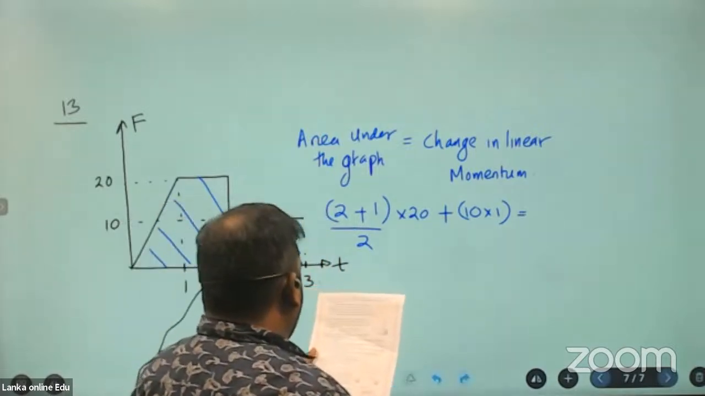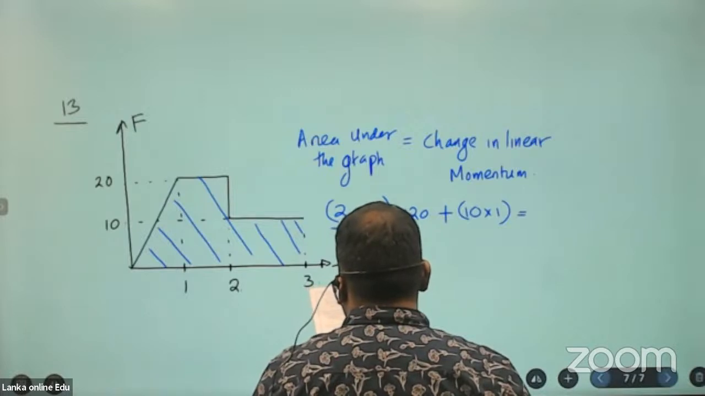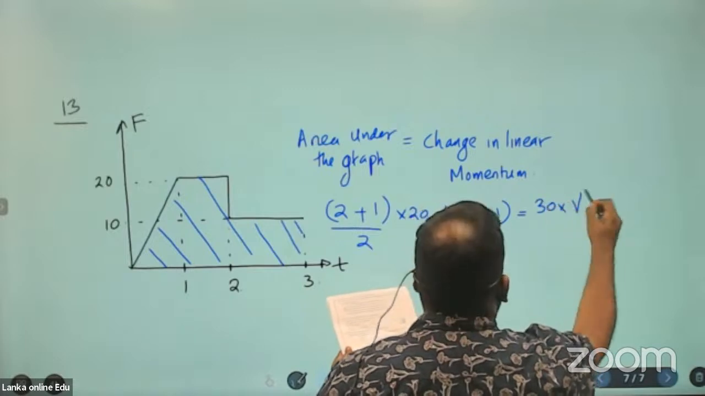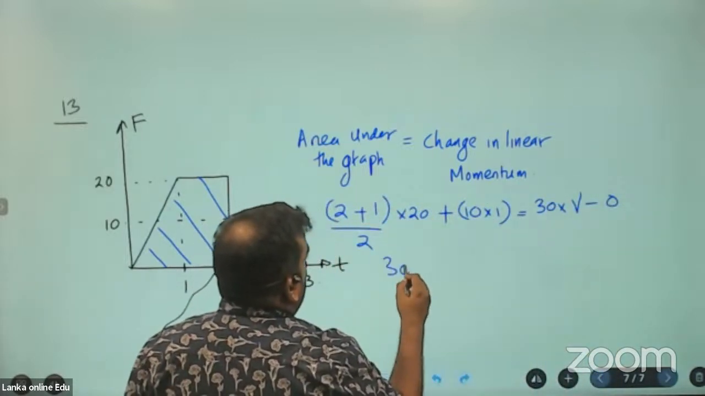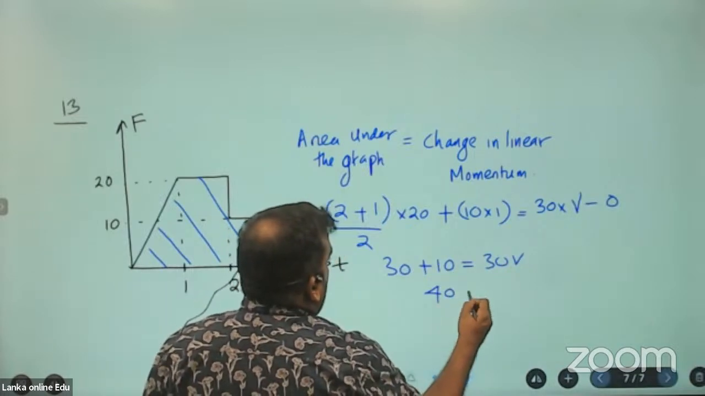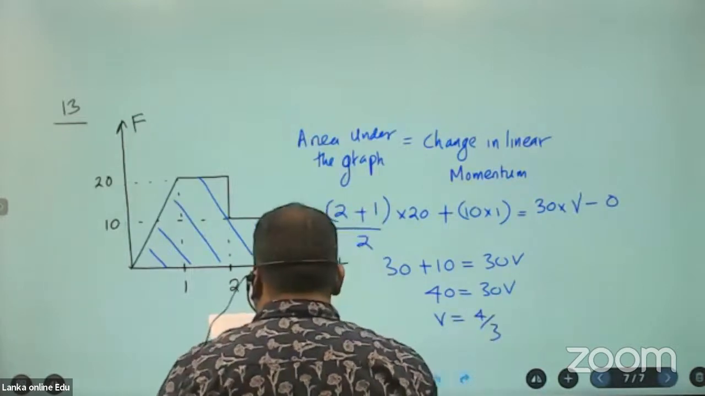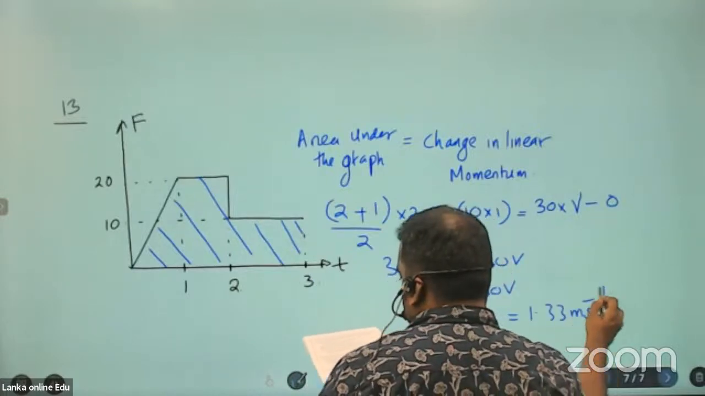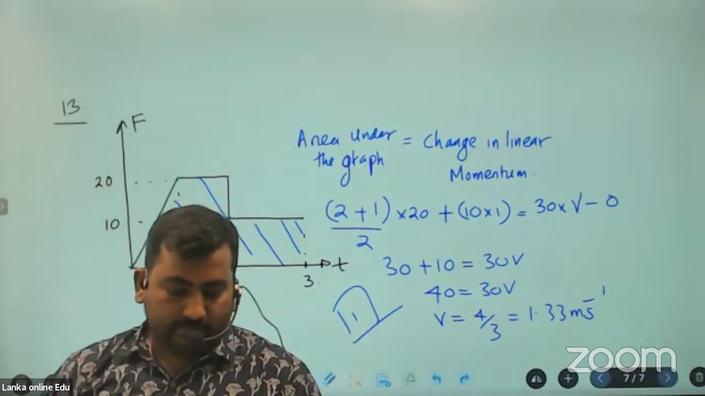Change in momentum is final momentum minus initial momentum. Final momentum is 30 times V. Let's say it starts at rest. So 30 plus 10 equals 30 V. 40 equals 30 V, so V is equal to 4 over 3, which is 1.33 meters per second. Answer number 1.